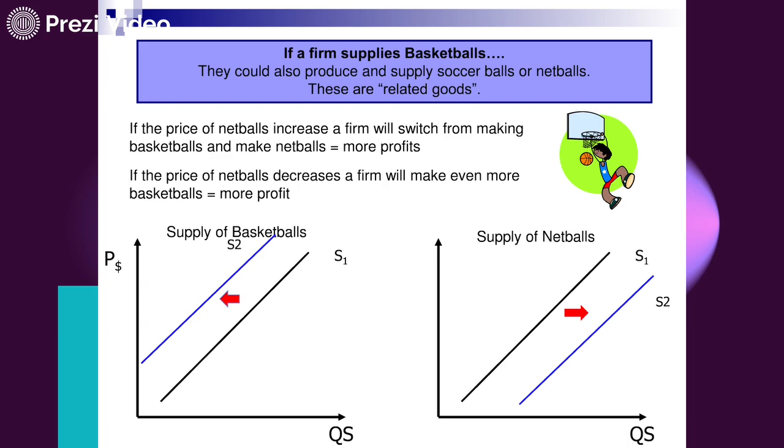Okay, so the graphs are showing both of those scenarios. The supply of basketballs will decrease in that first graph because the related good has gone up, so the netball price has gone up. And in that second graph, the supply of netballs has increased because the company is going to make more profits based on the price of netballs increasing. So you might get a scenario like this where you have to draw two graphs side by side and look at how they compare and contrast each other.